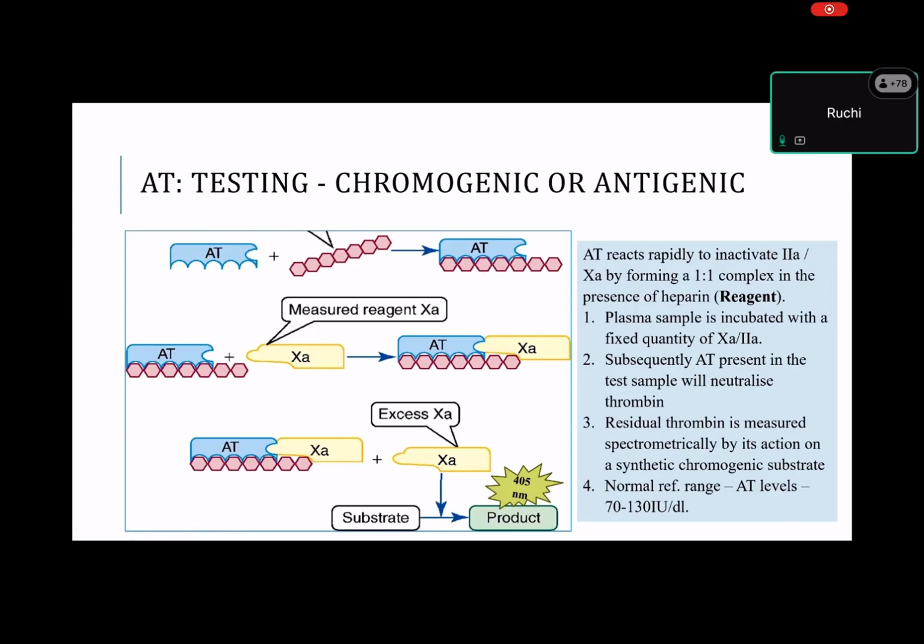And again, there are a number of factors which affect the clot-based testing for protein C as well as antithrombin. That is why now we are moving to more stable ways of testing, that is either the chromogenic testing or the antigen testing, as we did for free protein S.